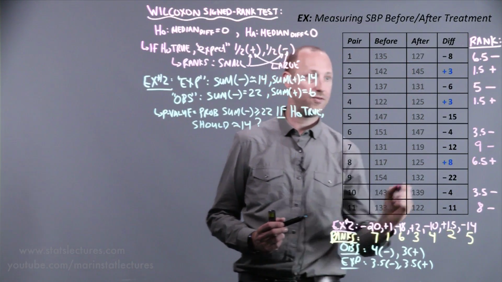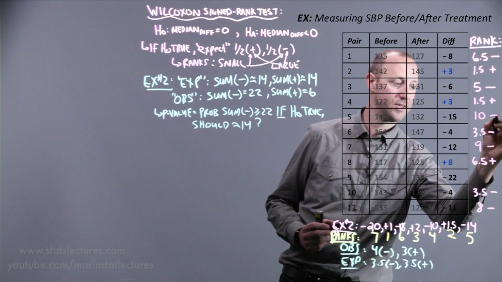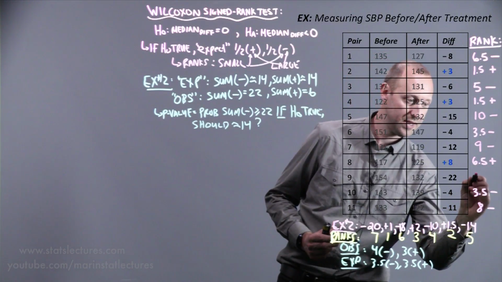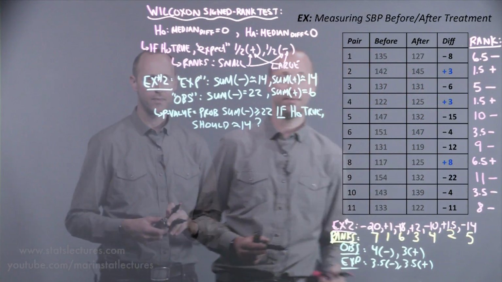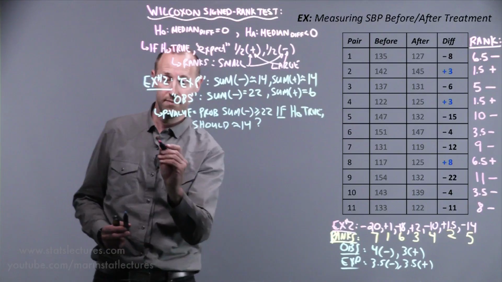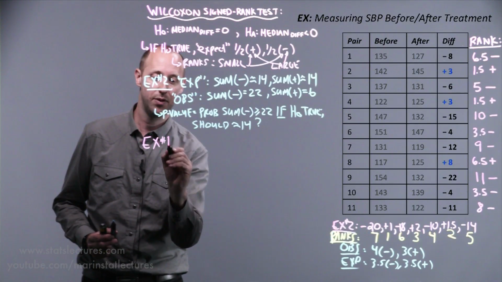Then the decrease of 15, that's sitting in the 10th rank, is a decrease. And then the decrease of 22, which is the 11th, or the largest rank. And again, it was a decrease. So let's take a look at doing the same here. This is what I'm labeling example number 1.